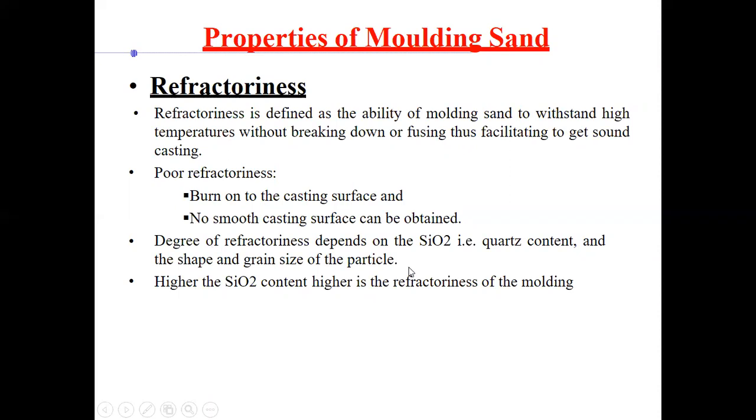Degree of refractoriness depends on the SiO2, that is quartz content, and the shape and grain size of the particles. So this is quite an in-depth analysis that they have found, that the degree of refractoriness will depend on this material that they add. There are different materials that we add to get all these properties. So they found that the refractoriness depends on this material a lot, quartz content, the shape and grain size of the particles, right? The higher the SiO2 content, the higher is the refractoriness of the molding sand. That's what they had concluded, right? Based on different experiments.